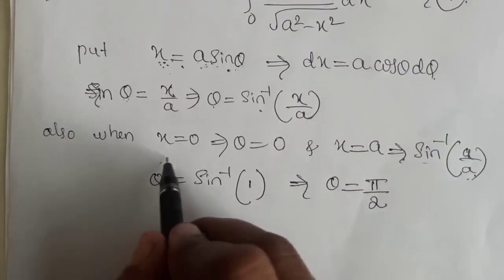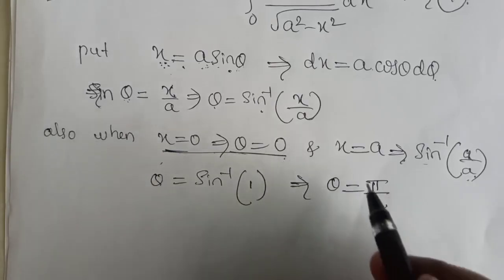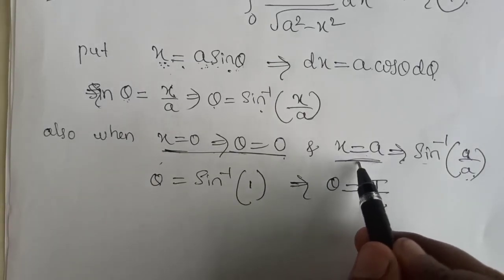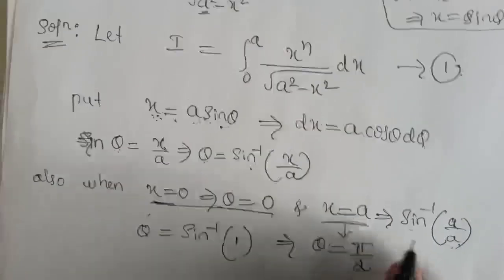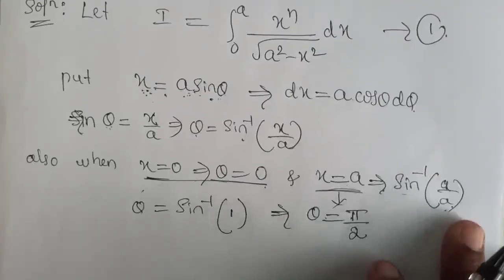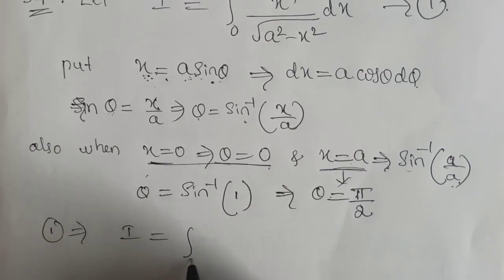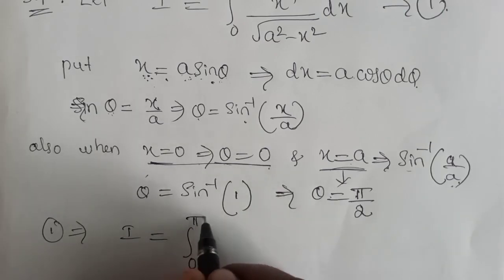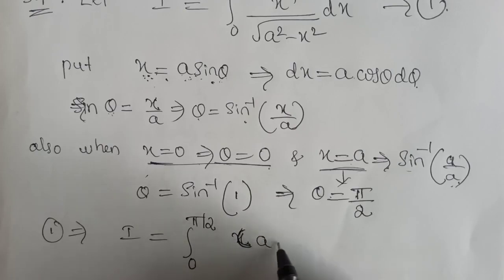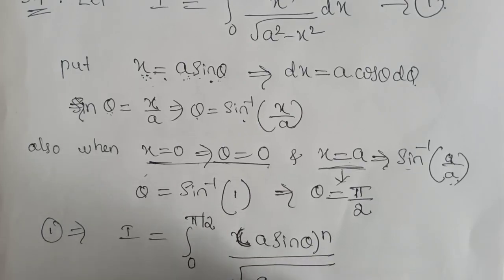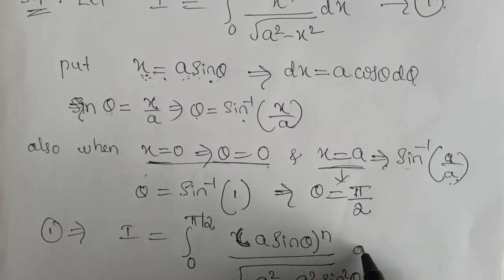So therefore when x equals 0, we get theta equals 0. When x equals a, we get theta equals pi by 2. So substituting all these values into equation 1, equation 1 can be written as I equals integration 0 to pi by 2, x power, so in the place of x we write (a sin theta) whole power n divided by root of a square minus a square sin square theta into a cos theta into d theta.